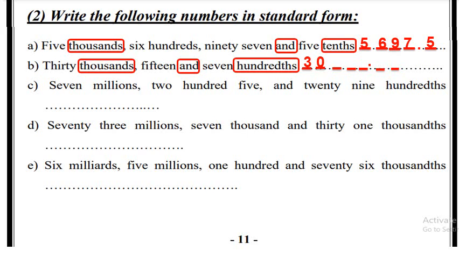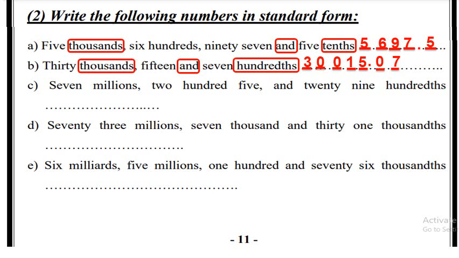What about the hundredth place? Do we have any digit to put in the hundredth place? No, so we have to put 0. And now 7 hundredths, so the 7 will be under the hundredths, and the tenth place will be empty, so we have to put 0.